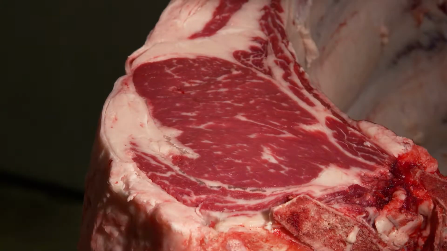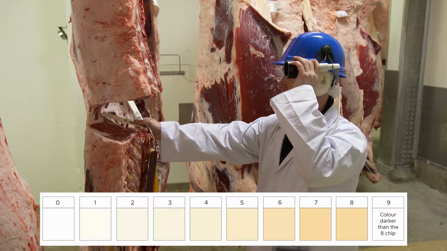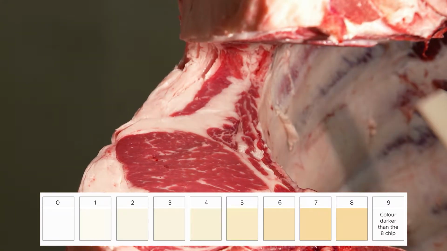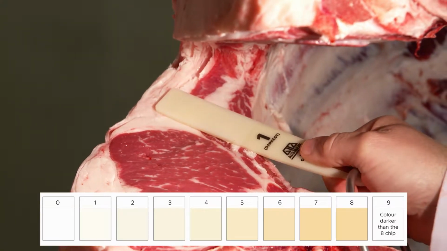To determine fat color, assessors inspect the intermuscular fat, which is the fat surrounding individual muscles at the quartered rib site. Fat color is scored against the AUS-MEAT fat color reference standards that range from 0 being the whitest through to 9 being the most yellow.